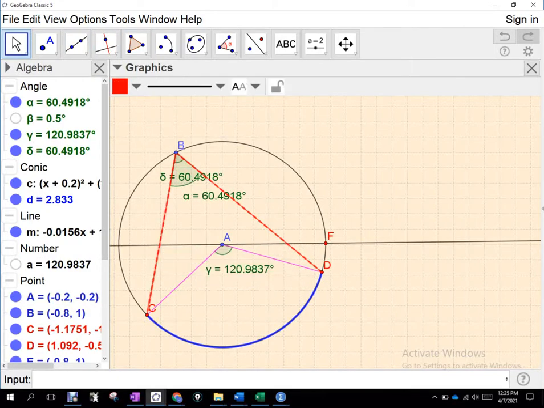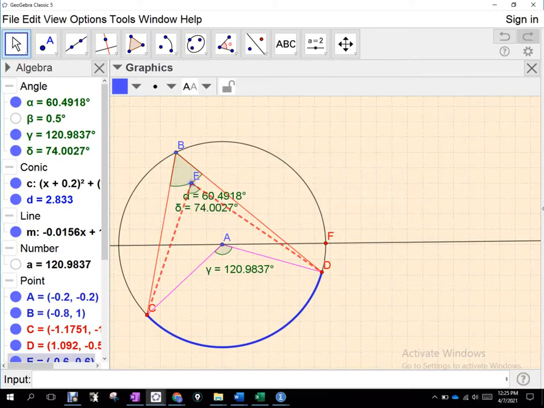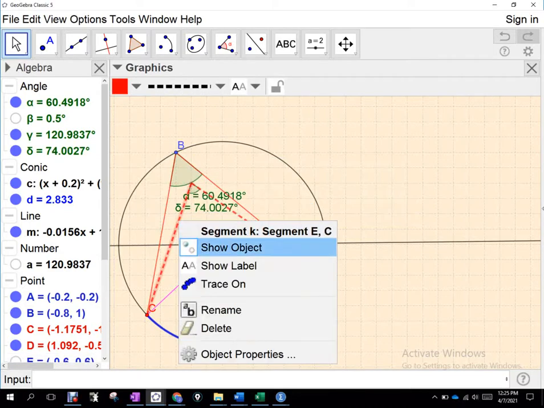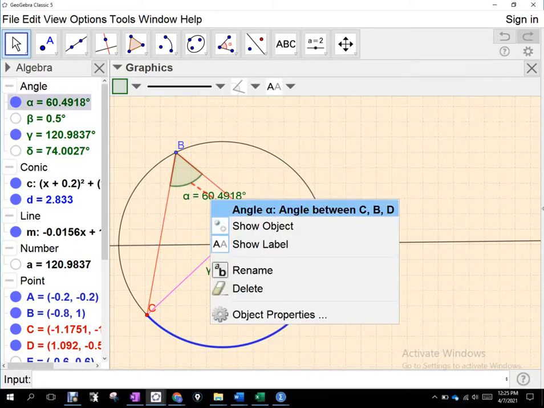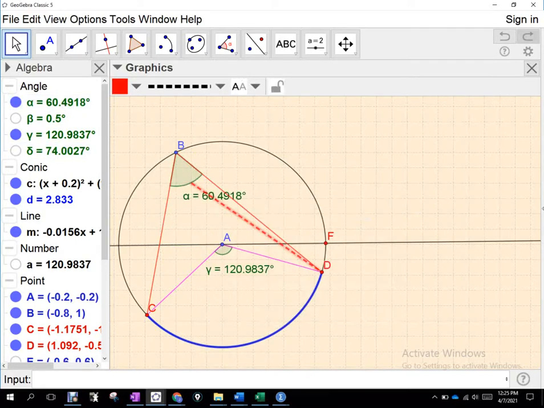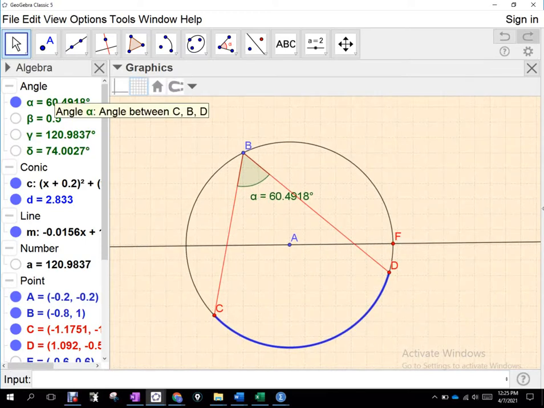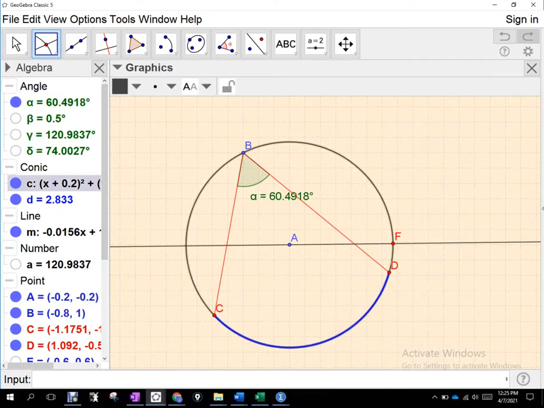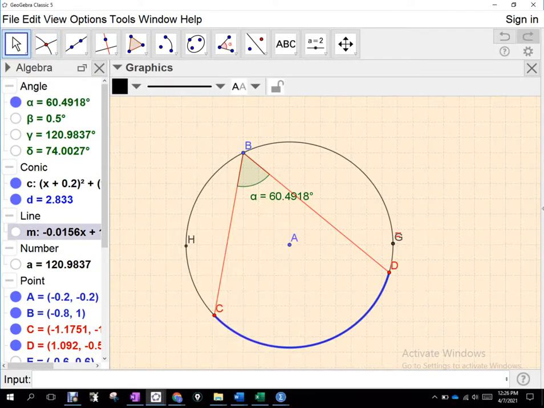All right. So when I find the intersection here of the circle and that line, because that line goes through the center, I know it's a diameter. So that dotted line is a diameter. Everybody okay with that?